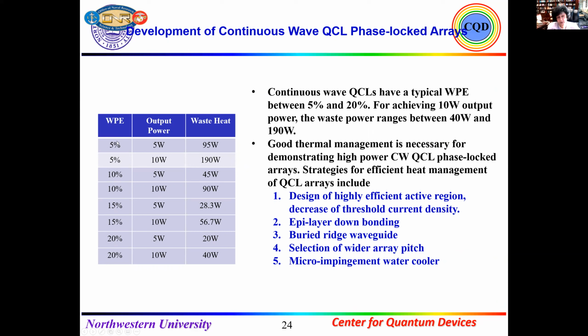Because if we say that wall-plug efficiency with the output power, if you have the wall-plug efficiency of 5% with the output power 5 watt, the waste heat is 95 watt. But if instead of wall-plug efficiency 5% we put 20% with the 10 watts output power, we have only 40 watts.